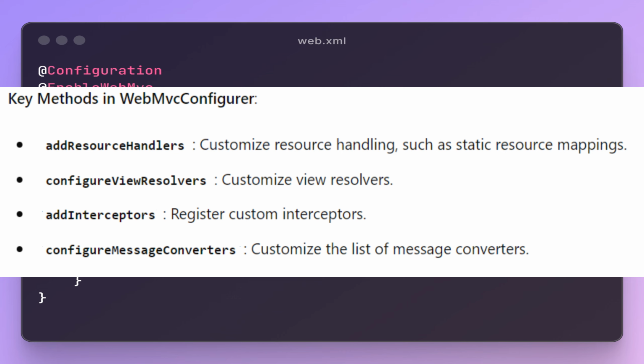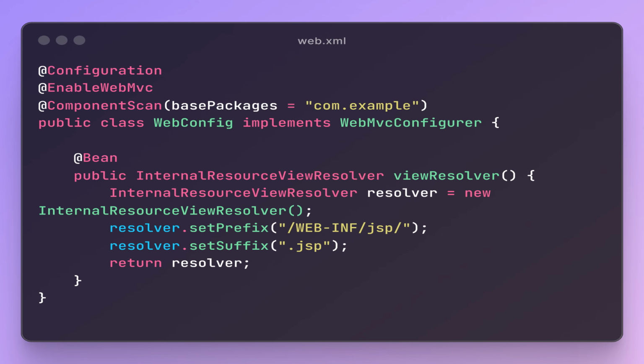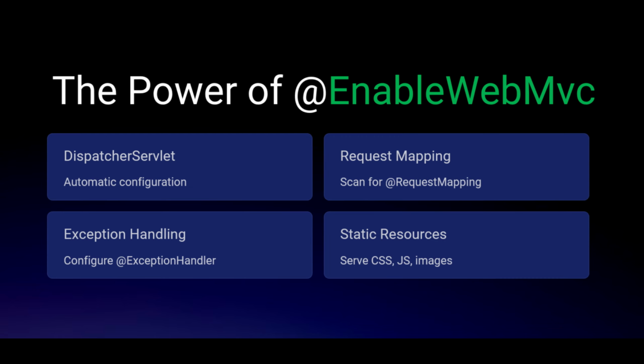Spring provides automatic conversion to various types, such as JSON and XML, to and from simple Java objects. If we want to customize the list of message converters, then we can override the configureMessageConverters method from this particular interface. Also, in case we want to add some custom formatters, we can override the addFormatters method as well. If we do not provide any implementation of our own, then the default implementation will be available from this interface itself. Now coming back to the main topic, the @EnableWebMvc annotation.